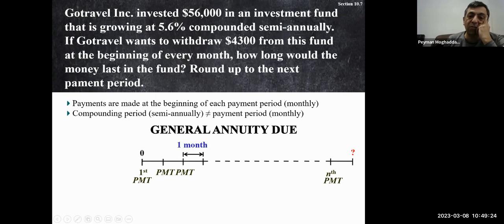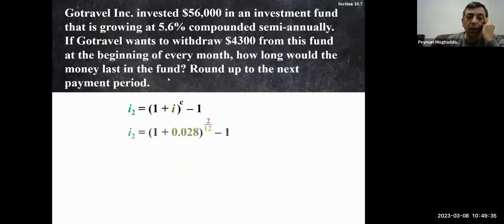Present value due annuity, find N, right? So use N from present value due, using that equation, knowing I2, okay? So first of all, I need to find I2. I2 is going to be I, which is this guy divided by 2, so this guy divided by compounding frequency. 5.6 divided by compounding frequency is 5.6 divided by 2 divided by 100.